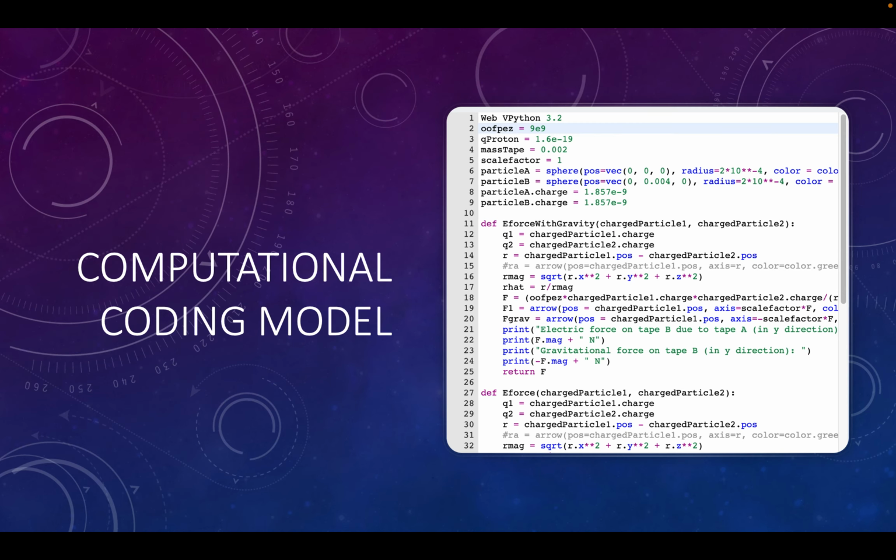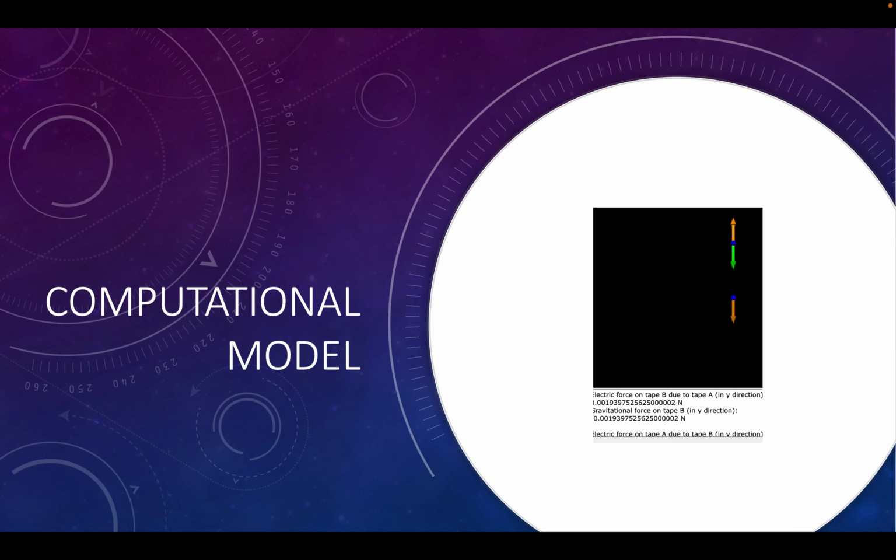So here's the coding computational model. In this model, you can see the different objects that we have, which are particle A and B. And then we wrote the function for calculating gravitational force, the function for calculating charge, and also the electric field. This is the model which shows the different arrows.